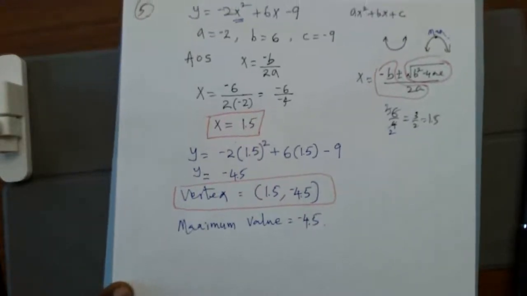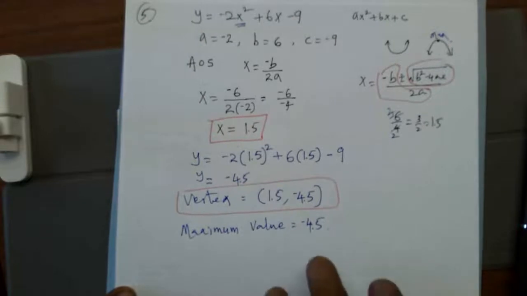That's all. Find the axis of symmetry by using the formula negative b over 2a. Substitute that x and get the y value. Let us verify by going to Desmos. Let me type it in.